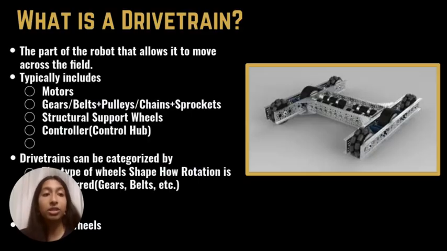So firstly, let's look at what is a drivetrain. A drivetrain is essentially the part of the robot that makes it move. So it's going to include your motors, your gears, belts, structural supports, wheels, and even the control hub. The drivetrain can be categorized based on many different factors, but most of the common ones are the wheel type, the base shape, the amount of rotation that's transferred, and the number of wheels.